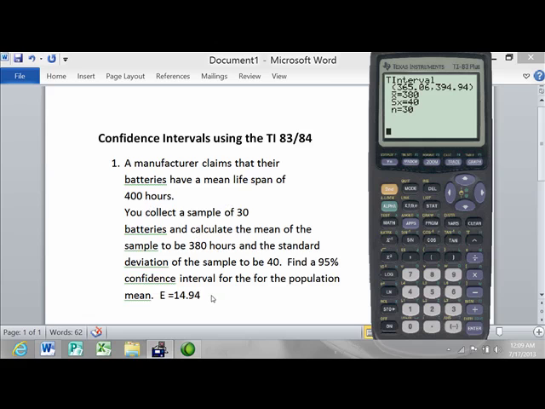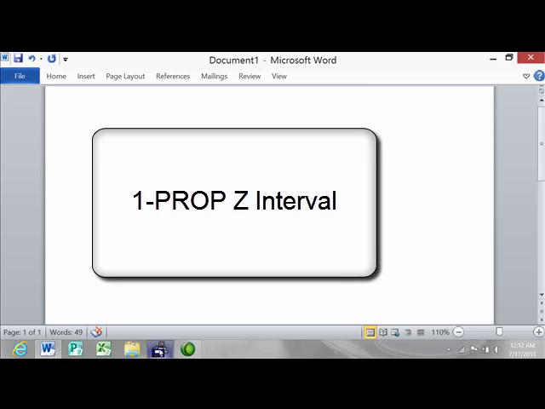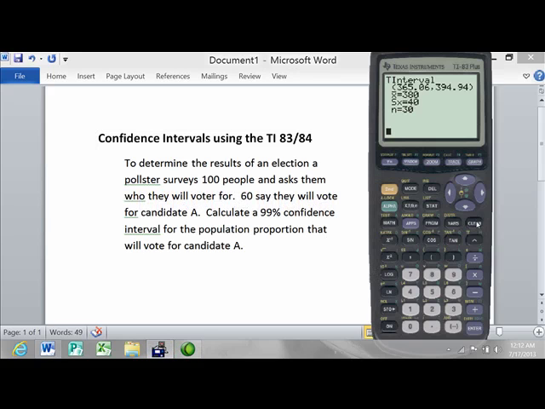Now let's look at finding a confidence interval for a proportion. So far we've talked about means. How do we do that for a proportion? In this question we are told that to determine the results of an election, a pollster surveys 100 people and asks them who they will vote for. We're assuming a random sample. Of the 100 people, 60 say they will vote for candidate A. So that means there's a 60% proportion that we got from our survey.